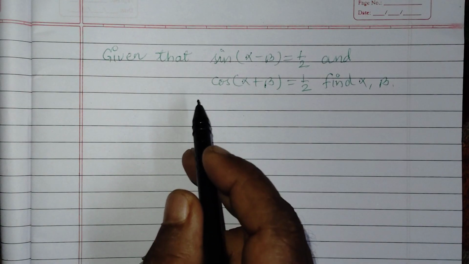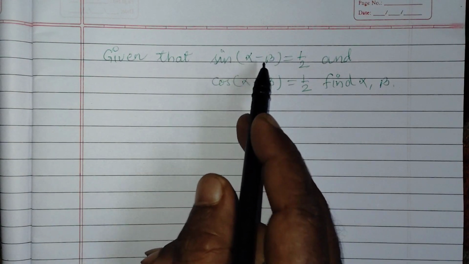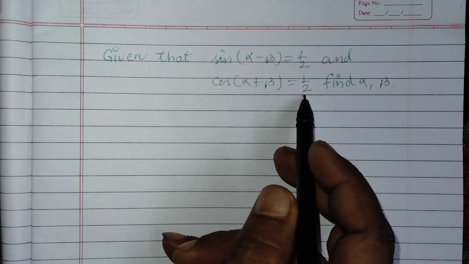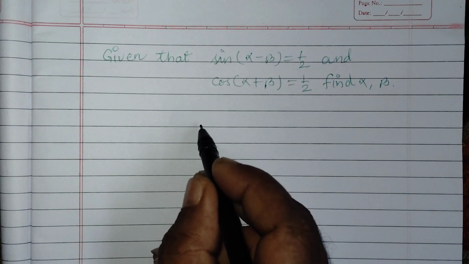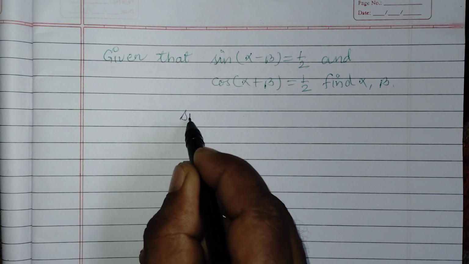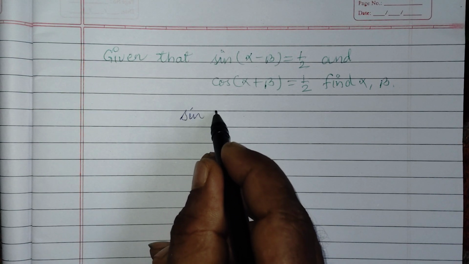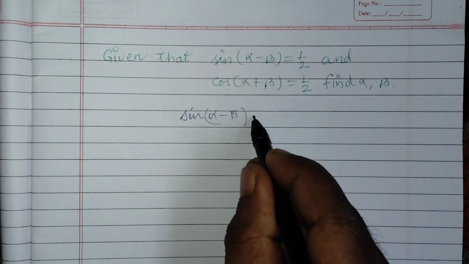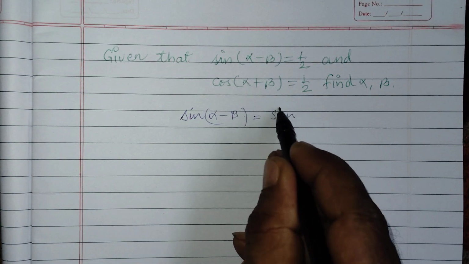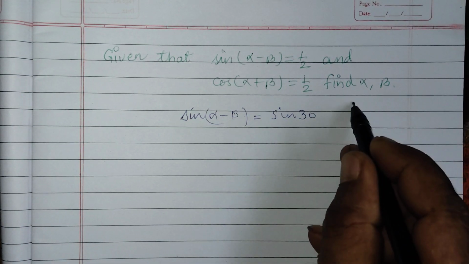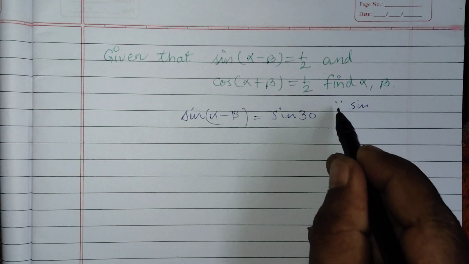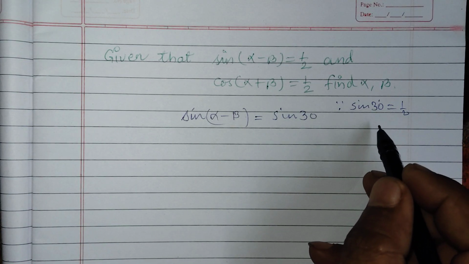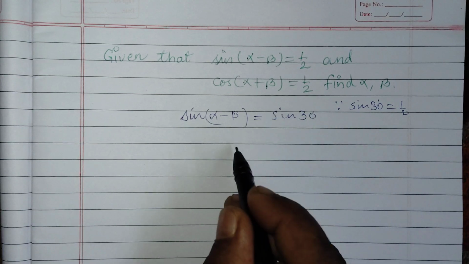Here is another question. Given sin(alpha minus beta) equal to 1 by 2 and cos(alpha plus beta) equal to 1 by 2, find alpha and beta. In this problem, we use the table of trigonometry. In the table, sin 30 is 1 by 2. When we look at the table, we get sin 30 equal to 1 by 2.